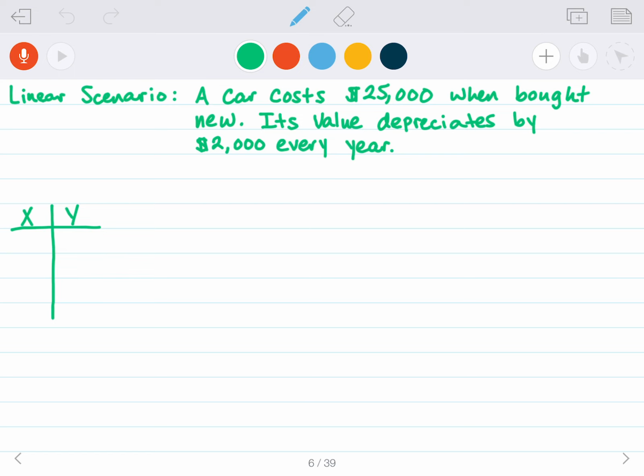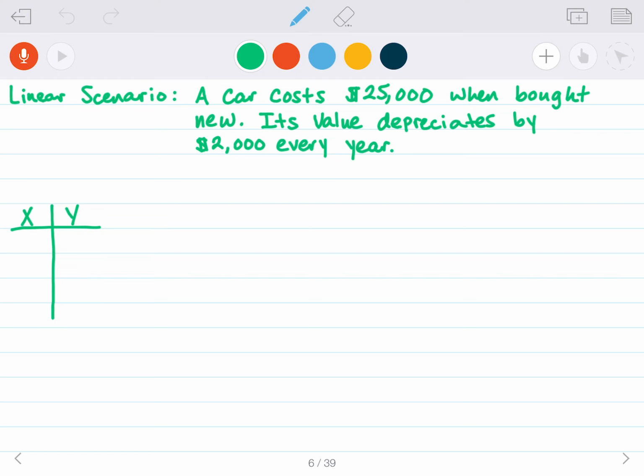Let's look at another example where we're actually decreasing by a set amount. All right, so let's say we buy a new car and it's $25,000. And let's say its value depreciates by $2,000 every year. This is linear. As the years go by, we're decreasing the value of the car by $2,000 each year. All right, so let's make a table out of this and let's define our variables. Now we have two things. We have cost and we have years.